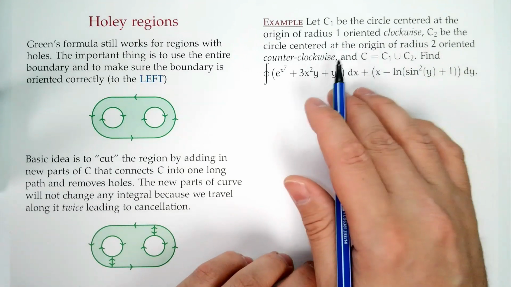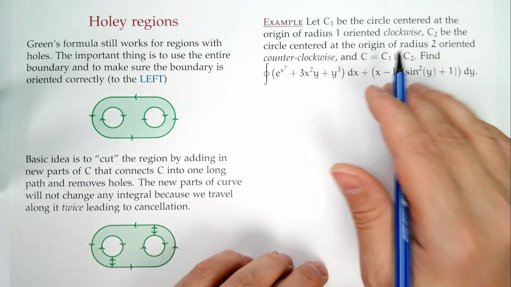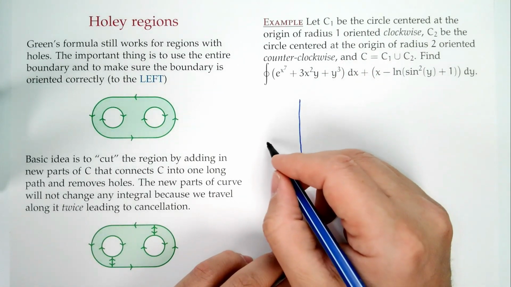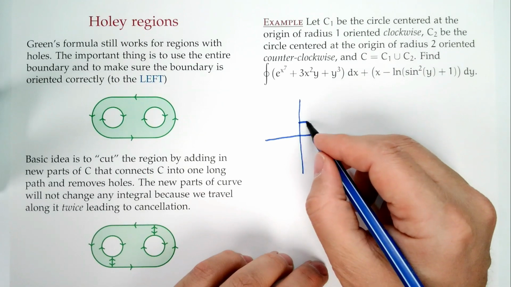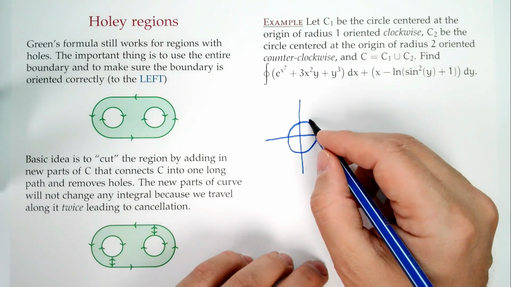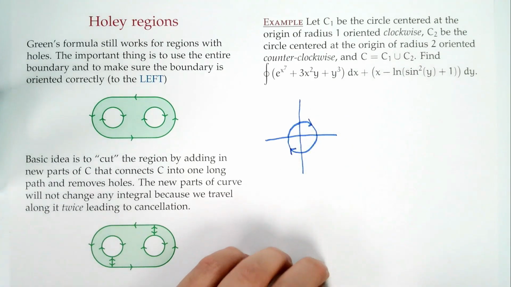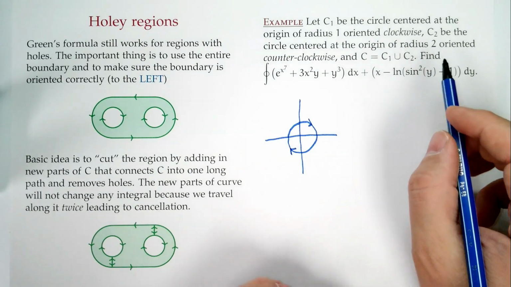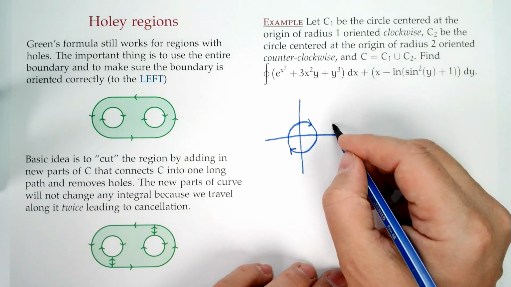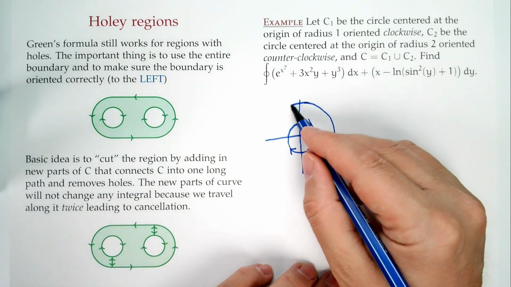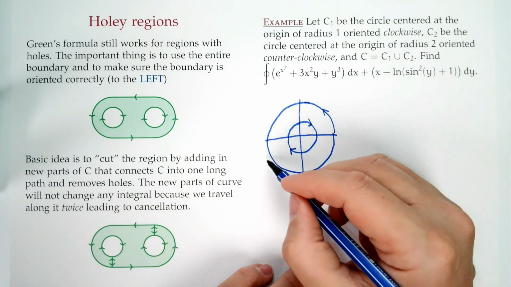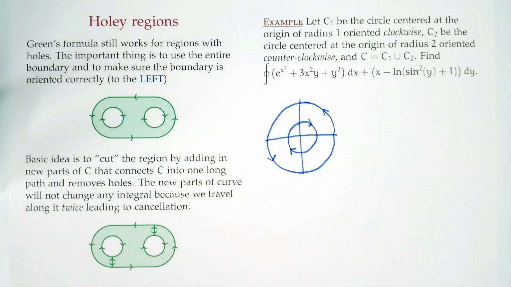C1 is a circle centered at the origin of radius 1 oriented clockwise. Now notice the orientation here is really emphasized to say, it's oriented clockwise. So radius 1 circle, and we go in the direction of a clock. So we're going that way. And C2 is a circle centered at the origin of radius 2. And now that circle is oriented counterclockwise. So here we go. That circle oriented counterclockwise.